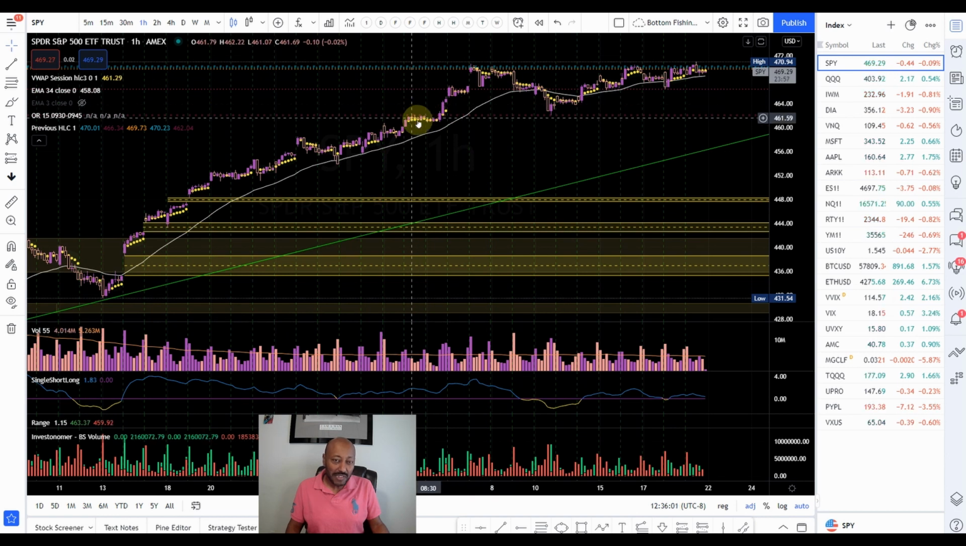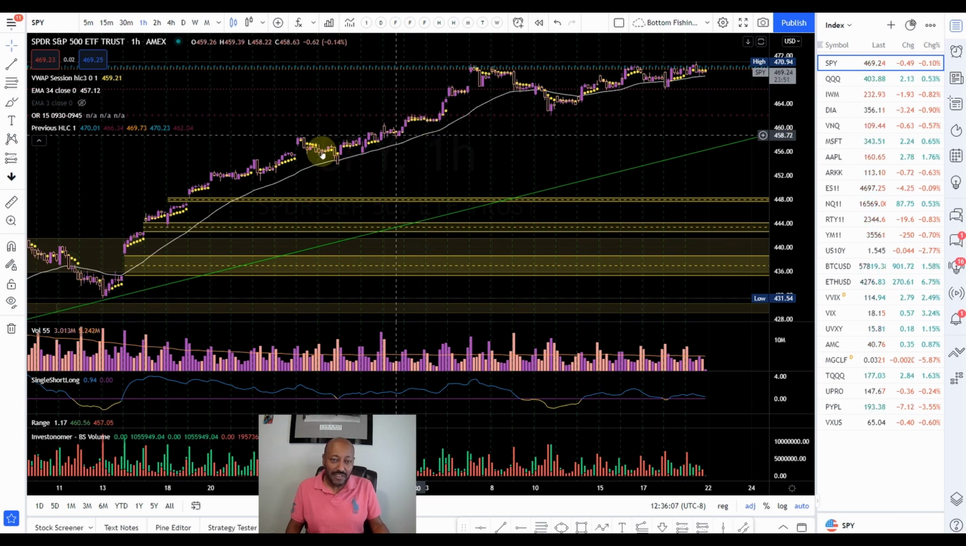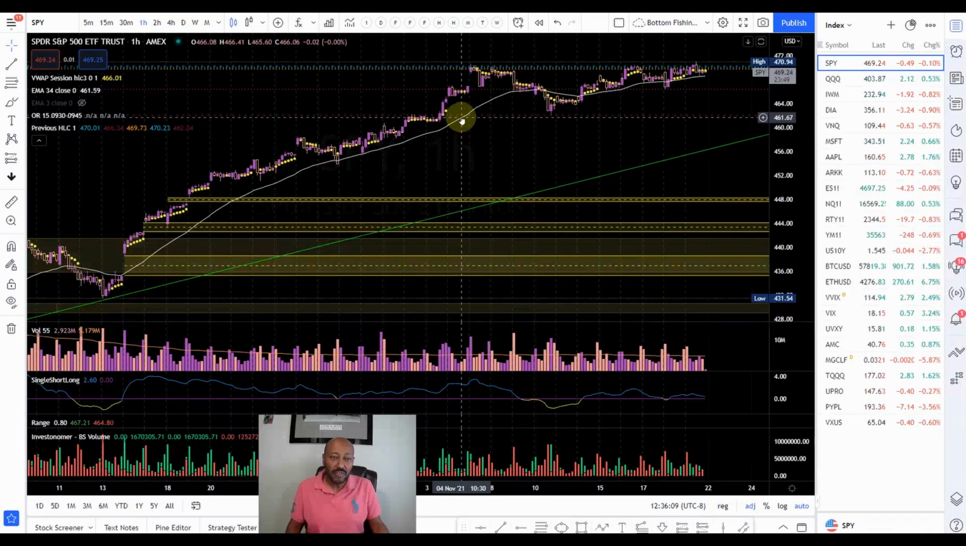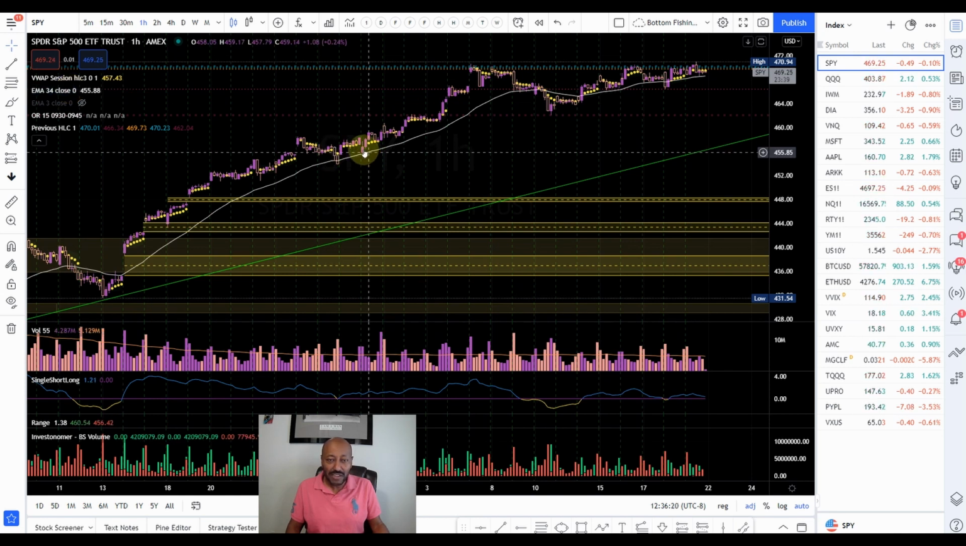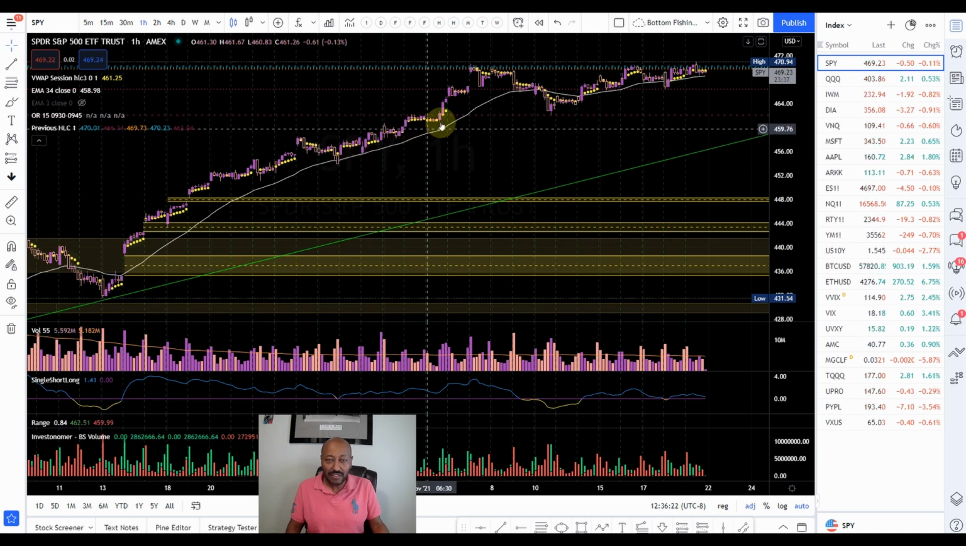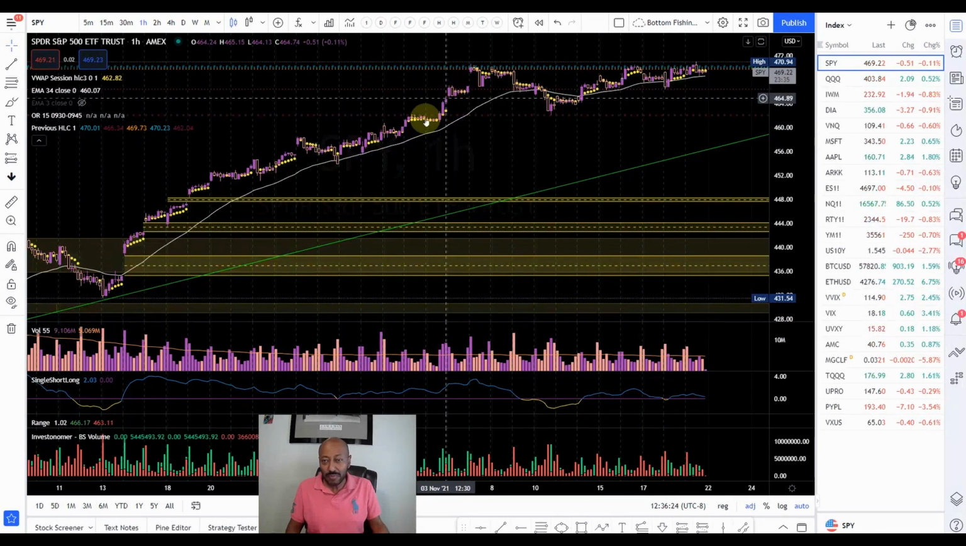The VWAP is just a daily VWAP. It's not an anchored VWAP. It's not a long-term VWAP. It's just every single day's VWAP. So these are the only two indicators that you need here: the VWAP and the 34 EMA on the close. The white line is the EMA, and the dotted yellow line is the VWAP.